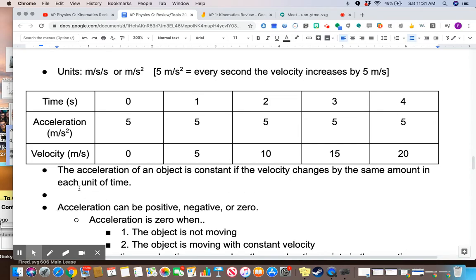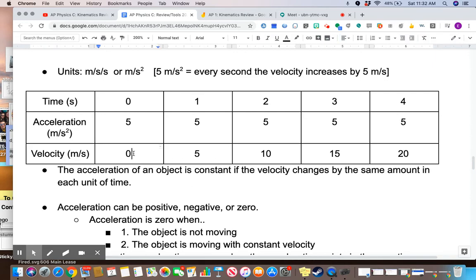So I'm just going to talk about, using this chart as an example, what acceleration means. Okay, so this exam is now mostly conceptual, so it's important that we really do understand and can articulate what the difference between these variables is. So let's say we're looking at this object's motion over a 4-second interval. The acceleration is a constant 5 meters per second squared. What that means is that every second the object's velocity increases by 5 meters per second.